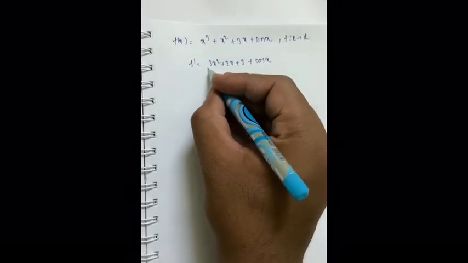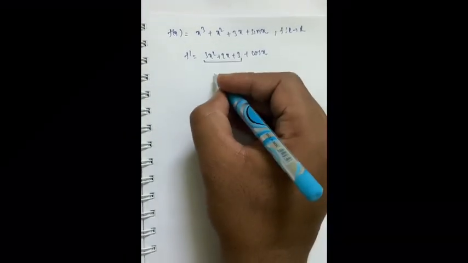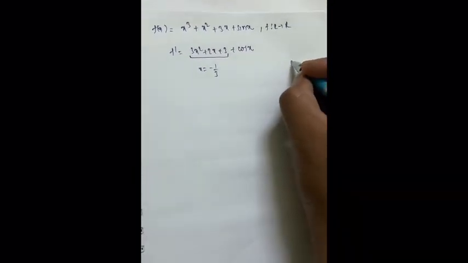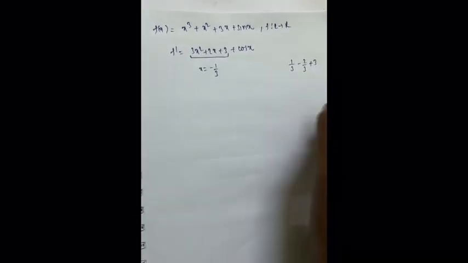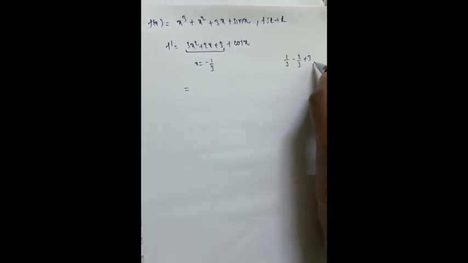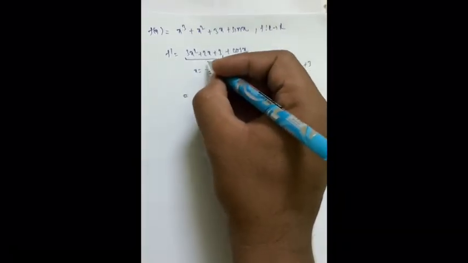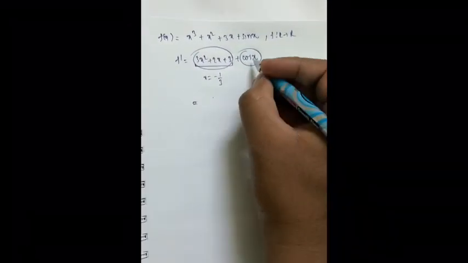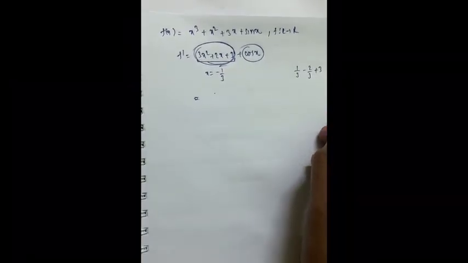Now, if I look at this quadratic expression, its minimum will be when x is equal to minus 1 by 3. So when x is minus 1 by 3, the value of this expression will be 1 by 3 minus 2 by 3 plus 3, which is 3 minus 1 by 3, 8 by 3. So f dash of x is equal to cos x plus this expression, and this expression is always greater than 8 by 3.